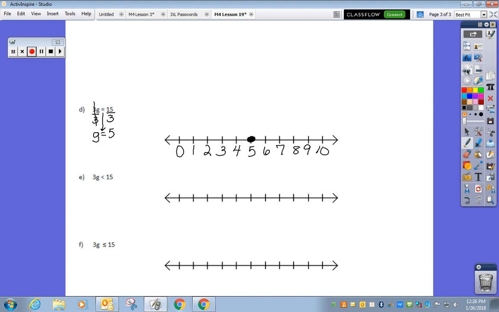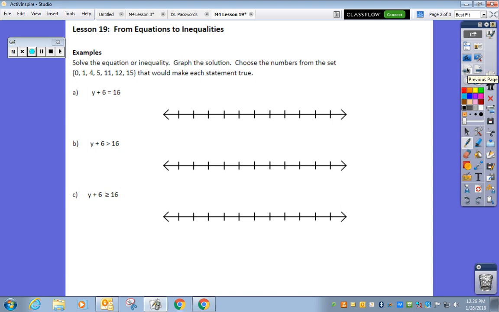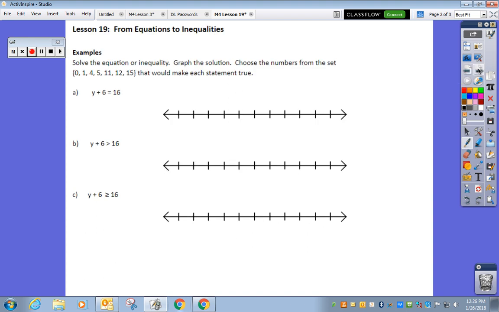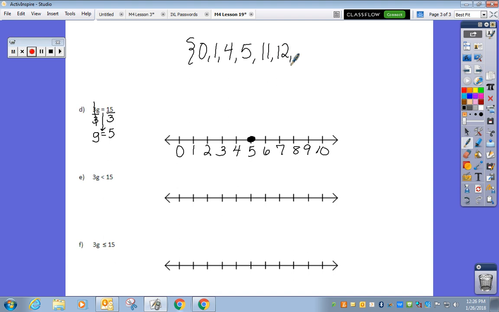I am going to just flip back a page for a second to get my set of numbers. So 0, 1, 4, 5, 11, 12, 15. We're in the set. I'm just going to copy them over here so that I know which ones I'm looking for. Okay, so I'm looking for numbers in the set that would be equal to 5. So if you look in the set, 5 is in the set, so that would be the number that would make it true.